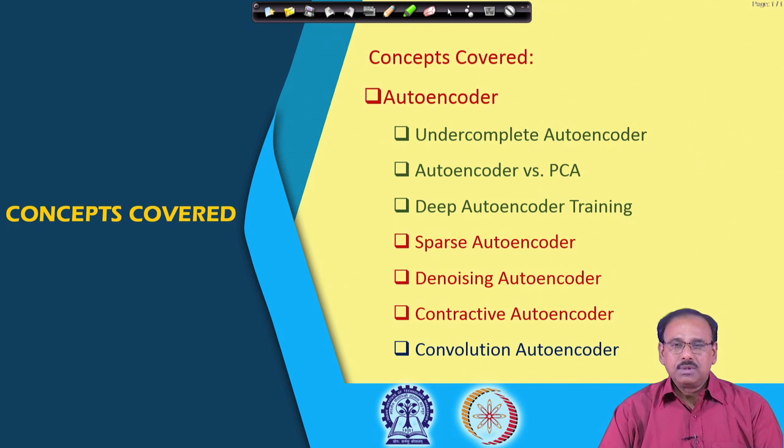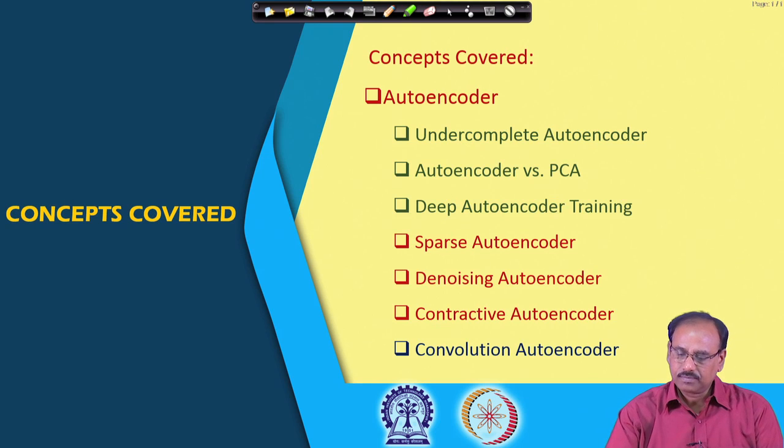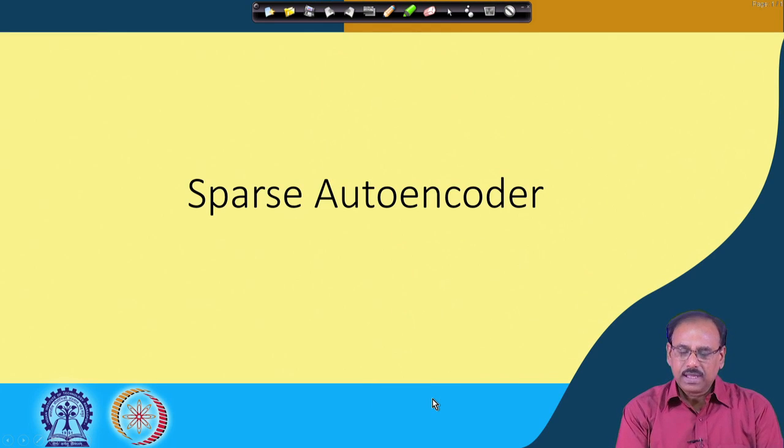There are other types of autoencoders that we are going to discuss now. We will be discussing the sparse autoencoder, the denoising autoencoder, the contractive autoencoder, and so on. Of course, the convolution autoencoder we will deal with sometime later. So, first let us see what a sparse autoencoder is.